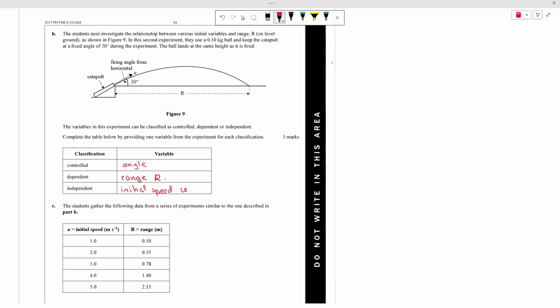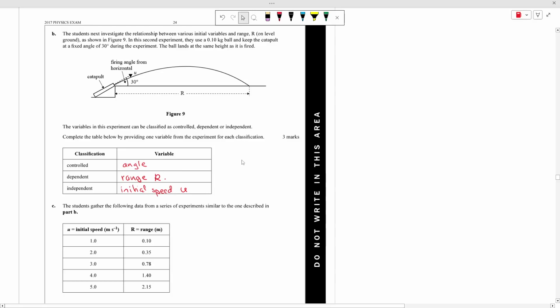There you go. I guess another controlled variable we could say is the mass of the ball. But the question does ask, provide 1 variable from the experiment for each classification. So I wouldn't put 2 of them, just in case they get angry at that. So mass of ball would be another one you could put here instead of angle.